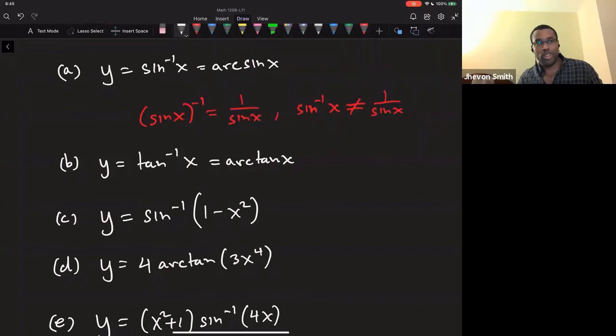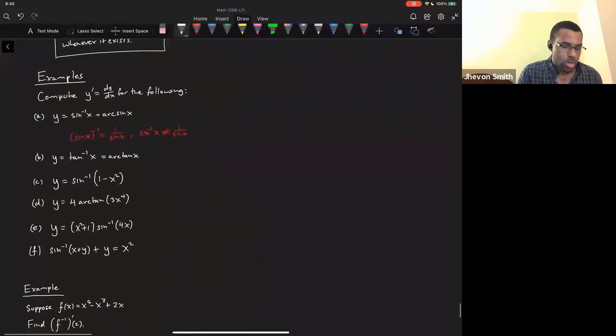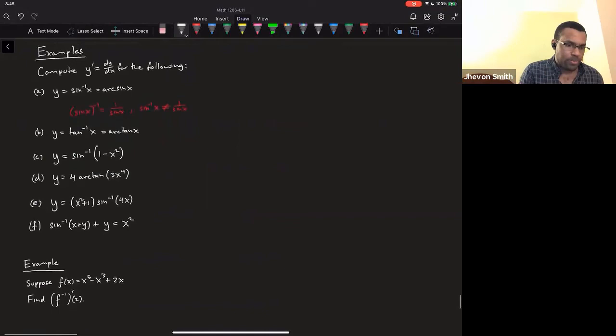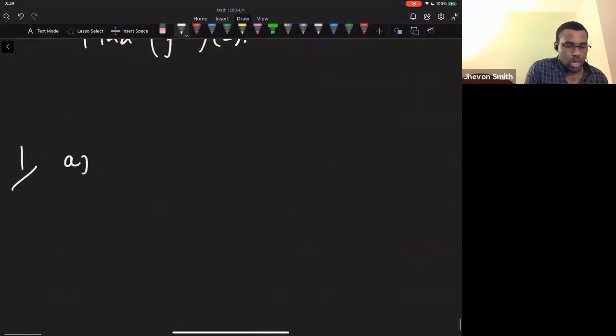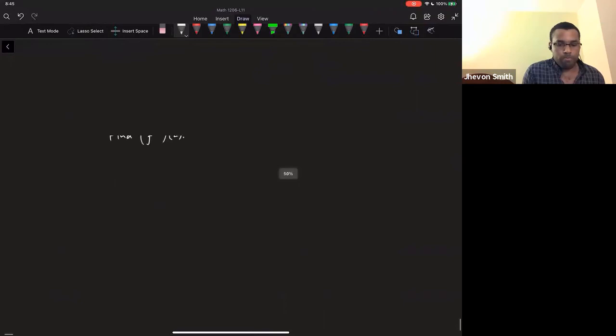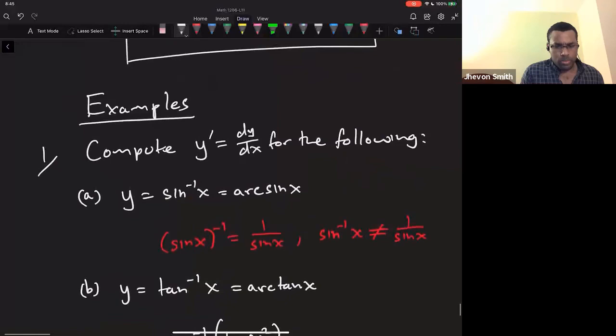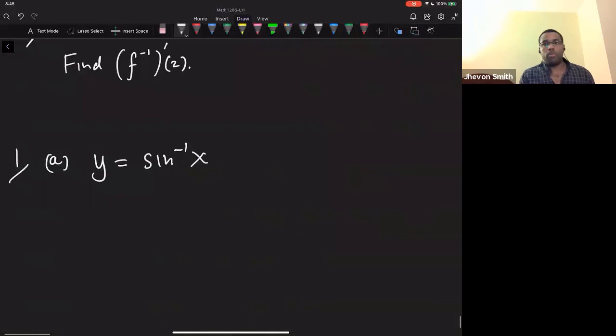And then we can get to the other ones. I think those are all the examples I want. Okay, so let's actually do that. This is example one. This is example two. One, A, y equals sine inverse of x, which is the same as arcsine.